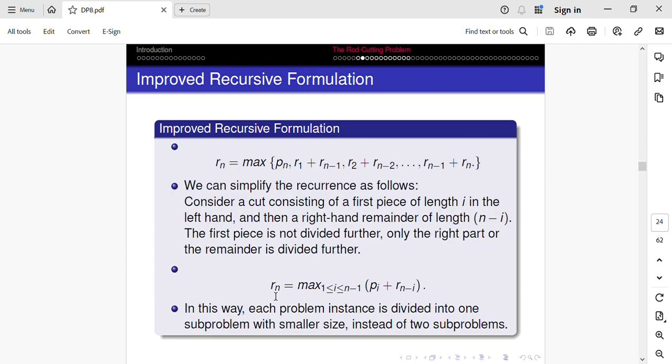That is the second, improved recursive formulation. In the previous one, each choice broke the original problem into 2 smaller subproblems, but in this formulation each choice breaks the original problem into just one new subproblem. So in this way we have improved the solution, and as algorithm designers we always have to think about how we can optimize at each step, improving the time complexity and space complexity.